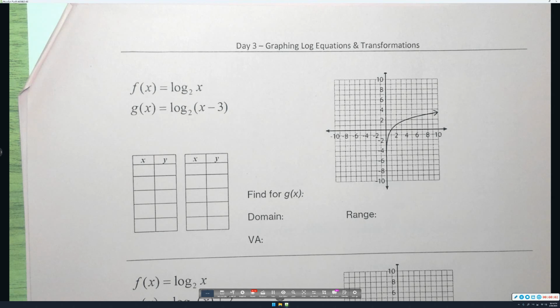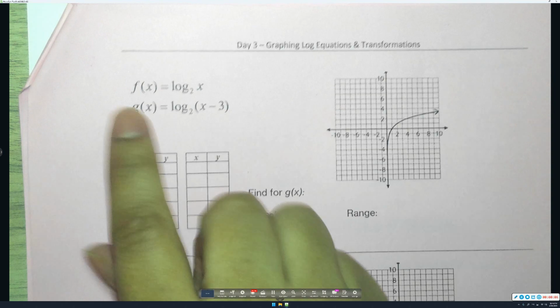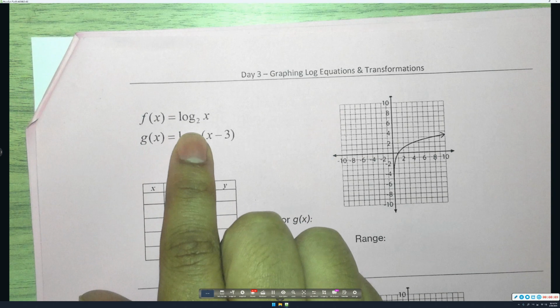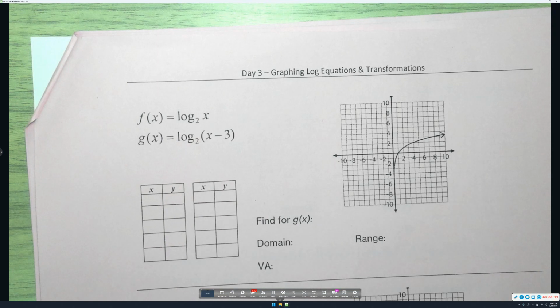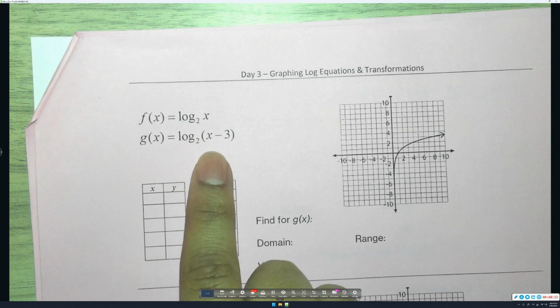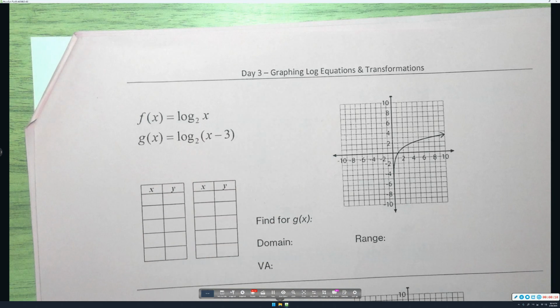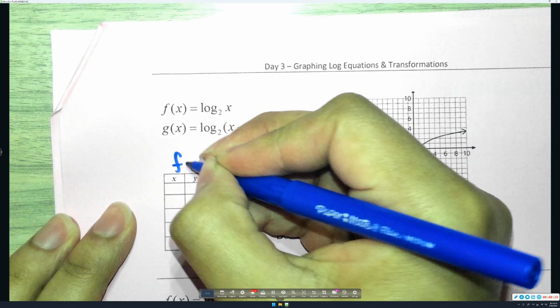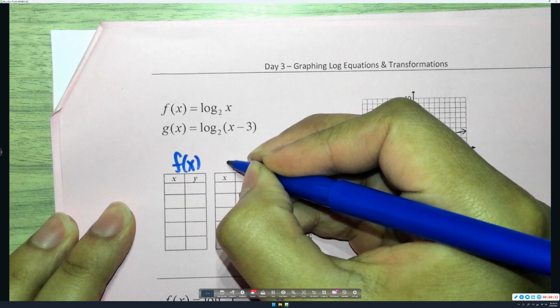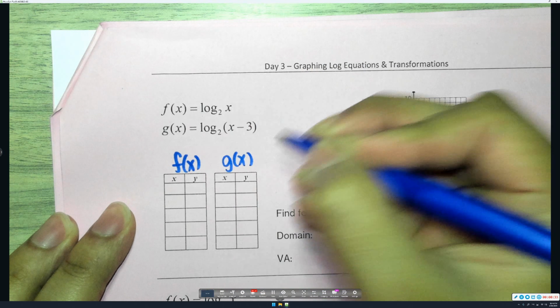Okay, there we go. All right, so let's go ahead and begin with the first example. We have f of x equals log base 2 of x. And for g of x, we have g of x equals log base 2 of x minus 3. My first step is to go ahead and label the two tables of values. So this table is going to be for my f of x. This table will be for my g of x.